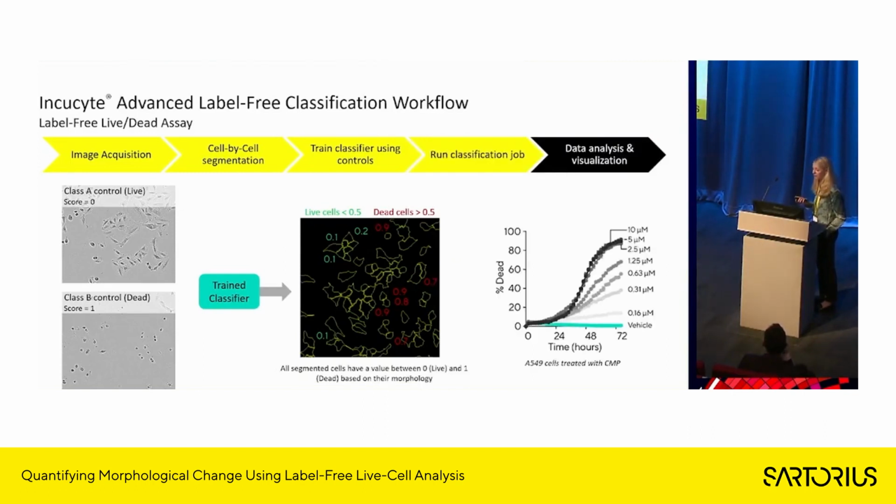And then we can run this across the time course and other wells and get time course and concentration response data from this. So in the example shown here, we can see the percentage of dead cells over time in response to a concentration range of camptothecin.